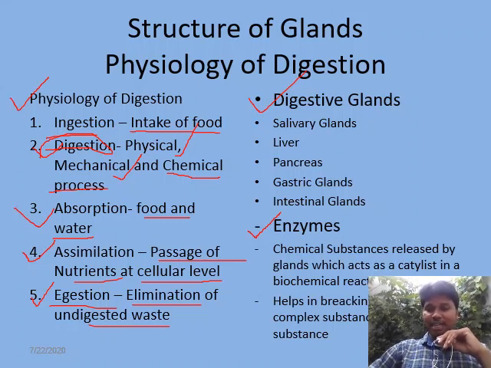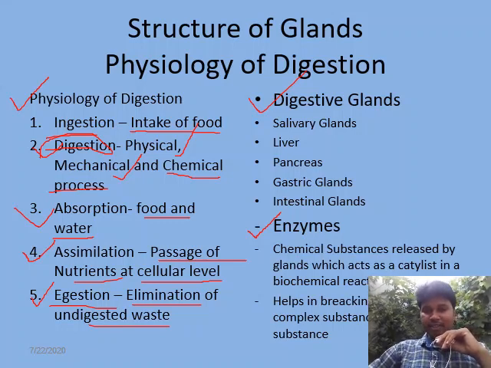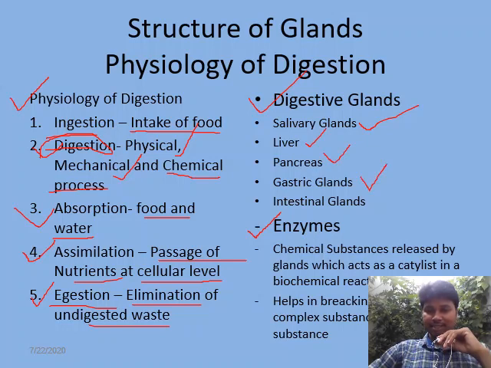And we learn about the digestive glands as well. There are different kinds. There are 3 pairs of digestive salivary glands in the human body, and we learn about the liver, pancreas, gastric glands which are present in the stomach, and intestinal glands which are present in the small and large intestine. And we are going to learn about the different enzymes which exist in the secretions of all these glands.